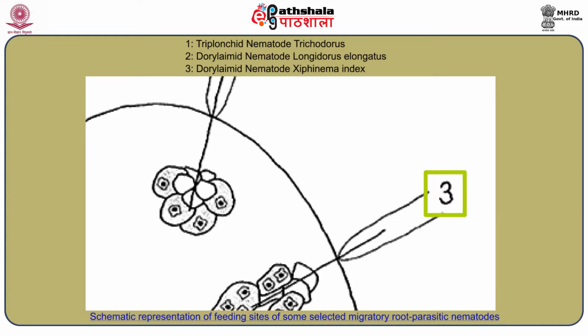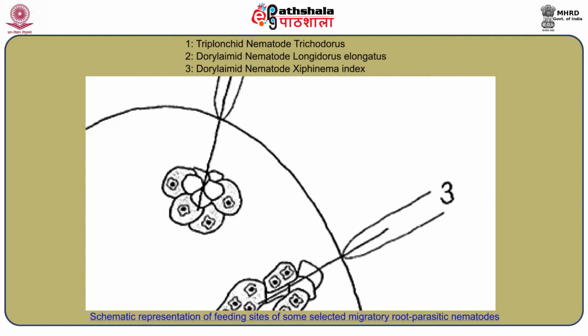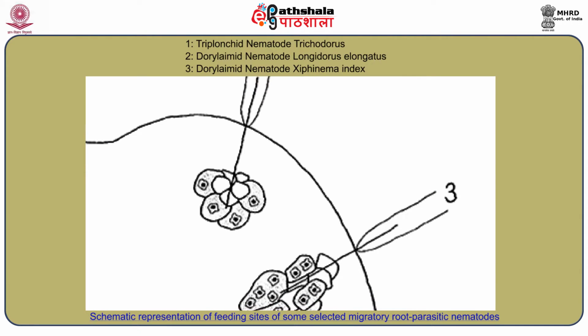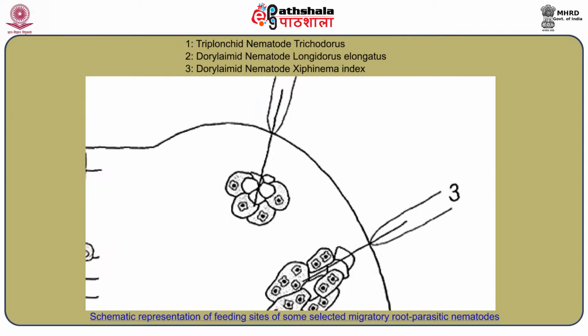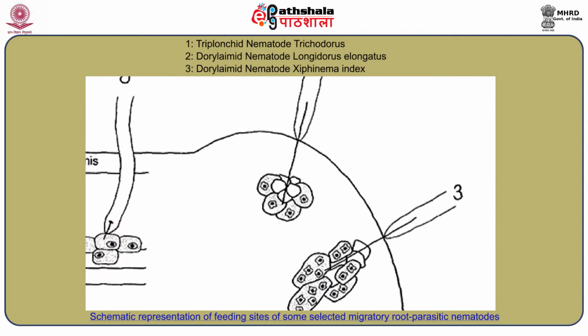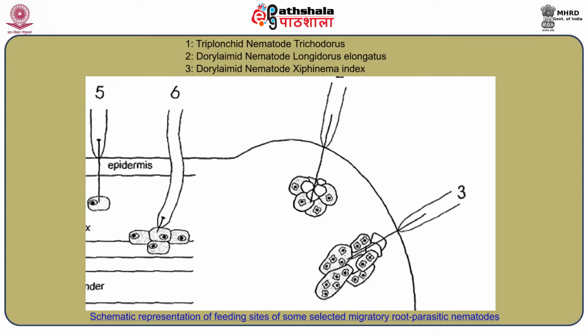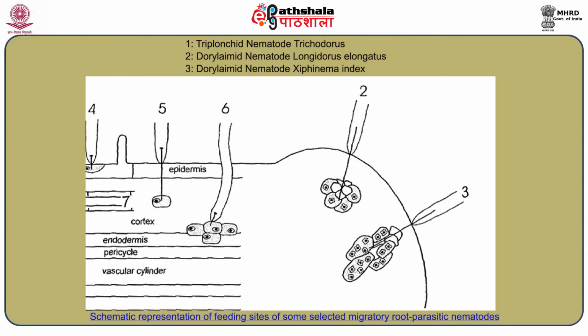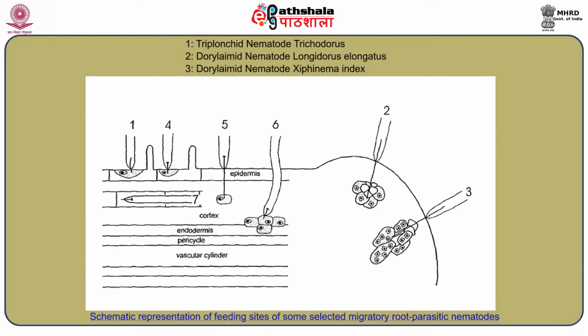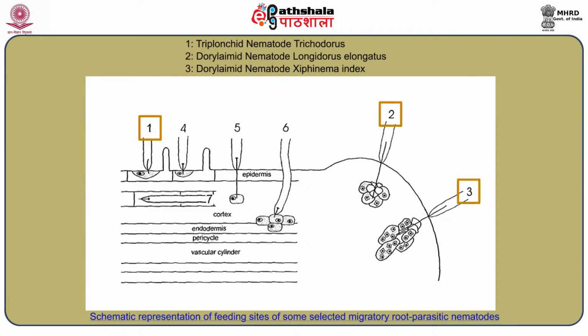Dorsal gland secretions are injected into the cells and seem to liquefy the cytoplasm. After ingestion of solutes by the nematode, the cells die of necrosis. Probably also in response to secretions, the neighboring cells become hypertrophied and binucleate. In case of Longidorus, stylet secretions seem to induce a gall-like structure containing uninuclear hypertrophied cells surrounding the necrotic feeding cells.